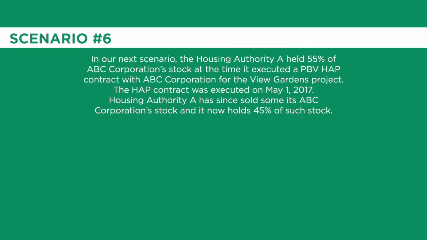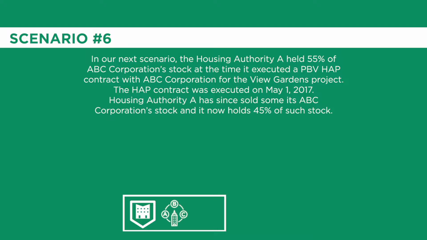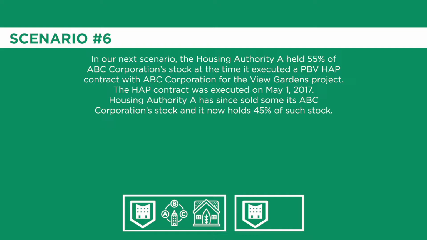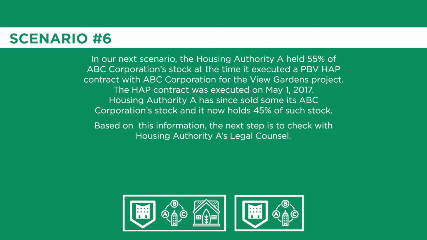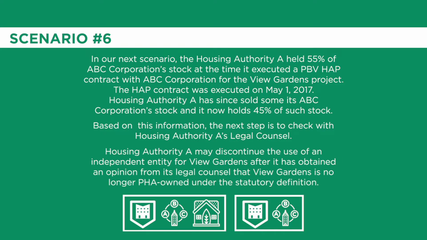In our next scenario, the Housing Authority A held 55% of ABC Corporation's stock at the time it executed a PBV-HAP contract with ABC Corporation for the View Gardens project. The HAP contract was executed on May 1, 2017. Housing Authority A has since sold some of ABC Corporation's stock, and it now holds 45% of such stock. Based on this information, the next step is to check with Housing Authority A's legal counsel. Housing Authority A may discontinue the use of an independent entity for View Gardens after it has obtained an opinion from its legal counsel that View Gardens is no longer PHA-owned under the statutory definition.